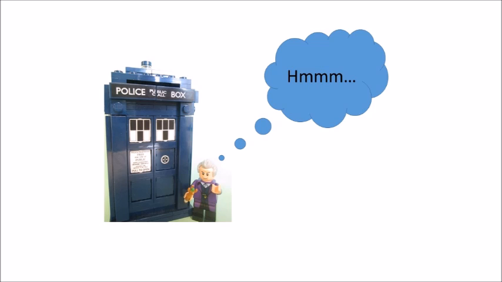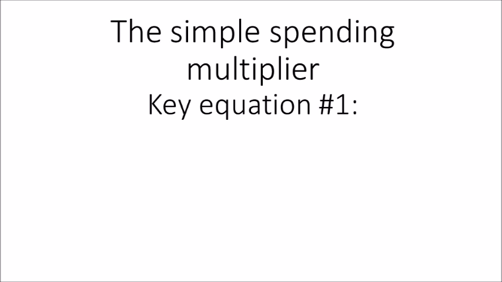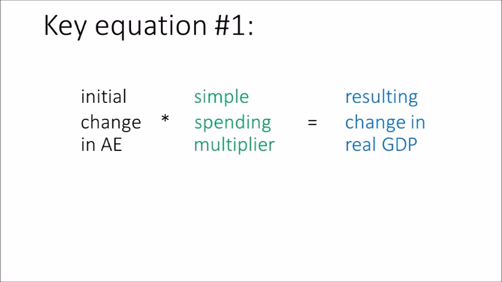Who knows? Actually, the change in equilibrium real GDP brought about by an initial change in spending depends on something called the simple spending multiplier, or just the multiplier for short. In fact, our equilibrium real GDP will change by a multiple of the change in spending. That brings us to what I like to call key equation number 1. We'll use this equation to calculate the change in equilibrium real GDP when there's a given initial change in spending. We'll take the initial change in spending times the multiplier, and that will give us our resulting change in equilibrium real GDP.